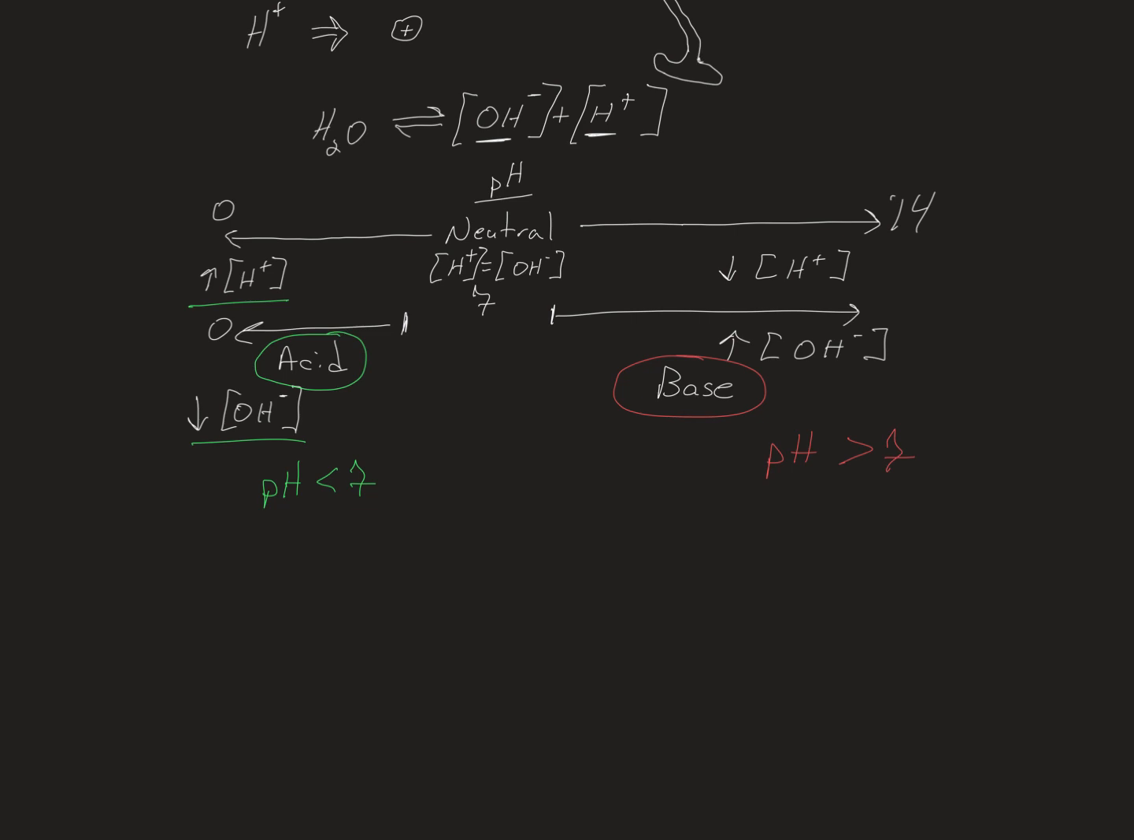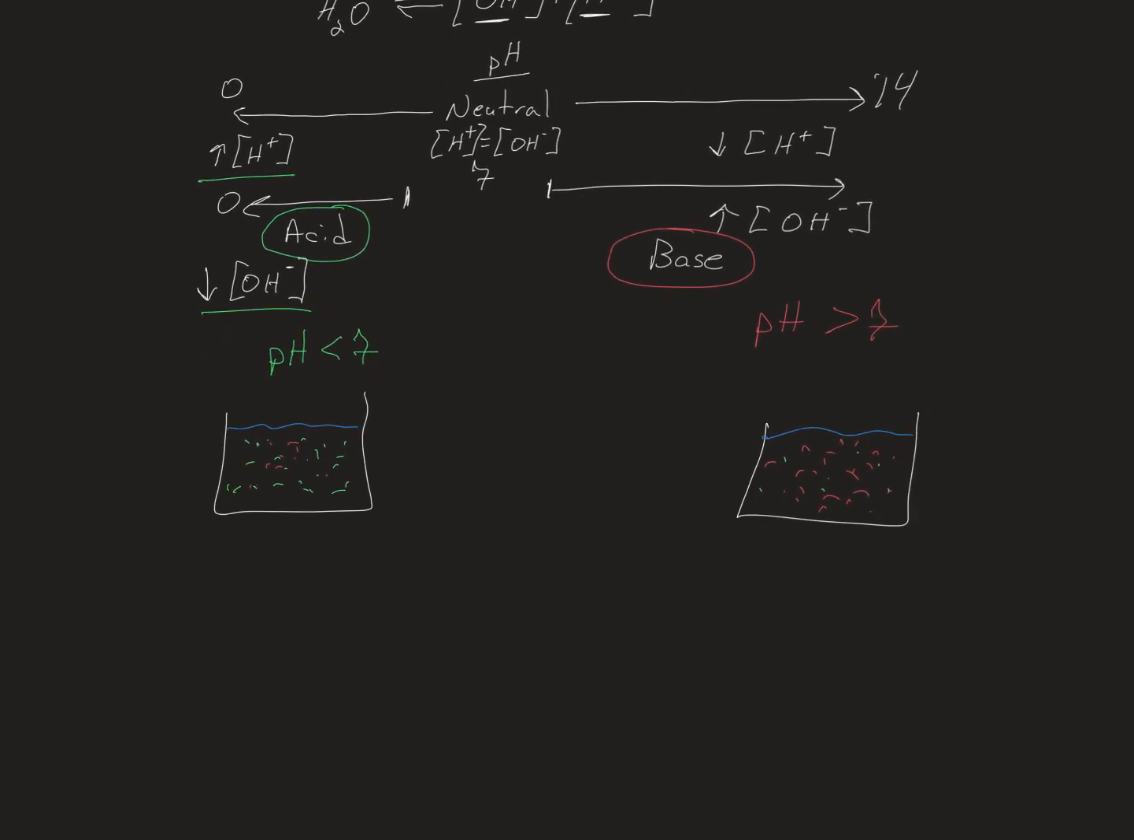Seems pretty straightforward. So if you had a beaker that was acidic, how many green dots would you have? You'd have a lot of green dots, which represent hydrogen ions, and only a few of the red dots, which are hydroxides, obviously in water. On the base side, if there was a beaker of water, you'd have the opposite. You'd have a lot of hydroxide ions and just a few of the hydrogen ions. So that's what we're talking about.